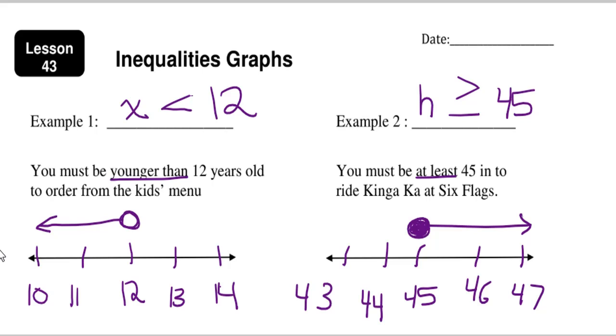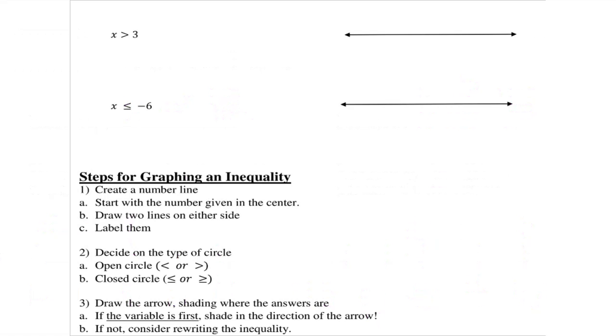So we're going to do 2 more examples. I'm going to walk you through some steps for graphing an inequality. Make sure you have all this copied. Alright, so our final 2 examples, and I'm going to read through these steps as we go. I'm going to do one example, read all the directions, and then do the second one with you, read all the directions again. Alright, so steps for graphing an inequality.